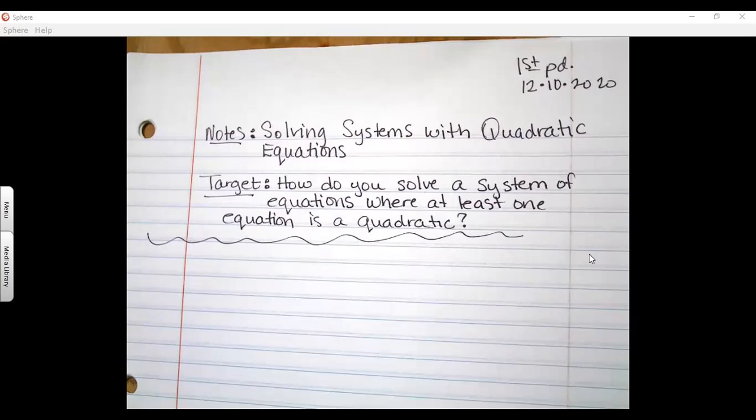So what we're going to do is just deal with a line and a parabola, so a linear equation and a quadratic equation, or two quadratic equations, two parabolas. That's what we're going to deal with today. And there are several ways you can do it. You can graph it. You can use substitution. You can use elimination.